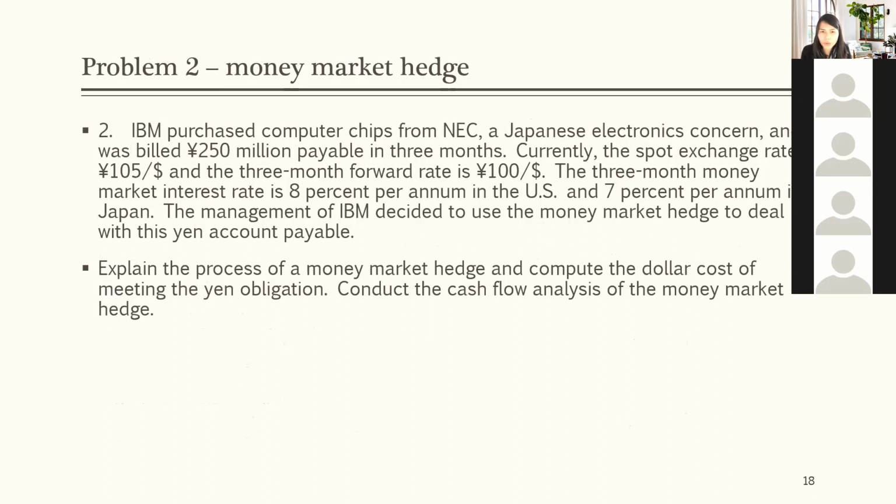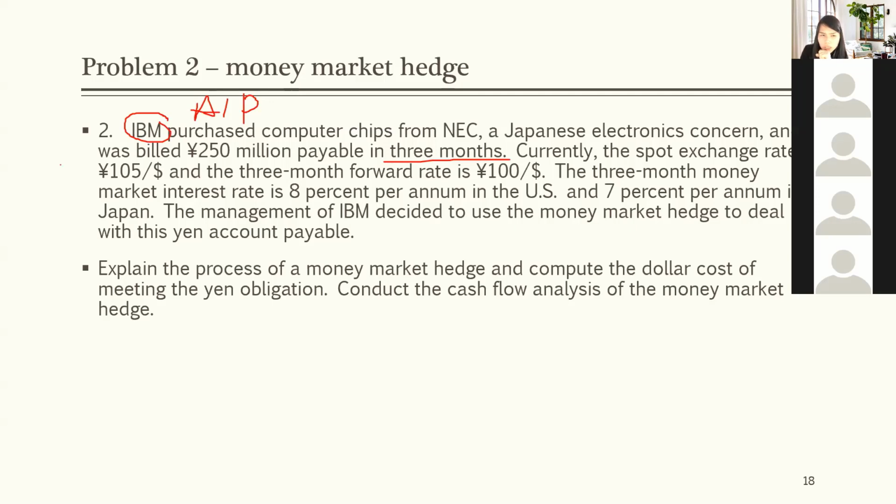So in problem 2, you've got a company that just purchased something from their foreign partner. So if you buy something, then you expect to pay in the future. So this is an account payable for IBM. So here I've got an account payable. Now, the Japanese trade partner bills IBM 250 million yen, and this is payable in 3 months.